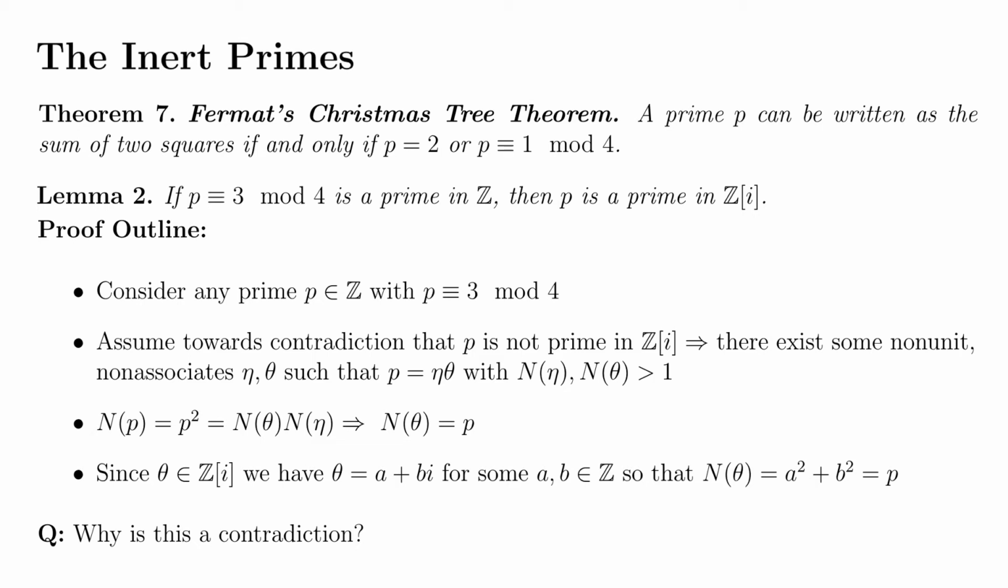Since theta is an element of the Gaussian integers, we have that theta is equal to a plus bi for some integers a and b, so that the norm of theta, which is equal to p, is equal to a squared plus b squared by the definition of the norm. Why is this a contradiction?